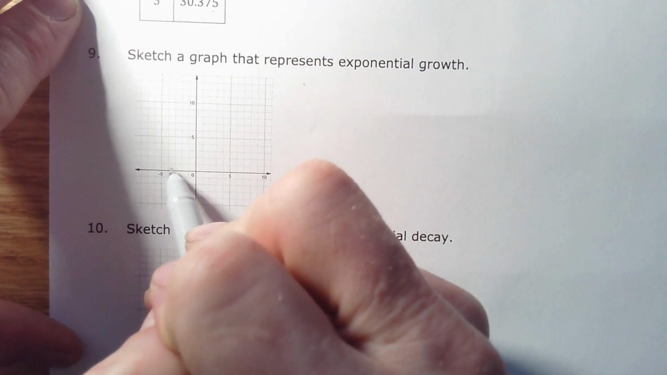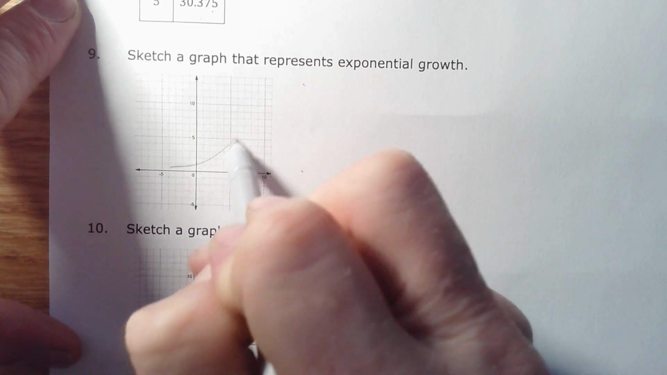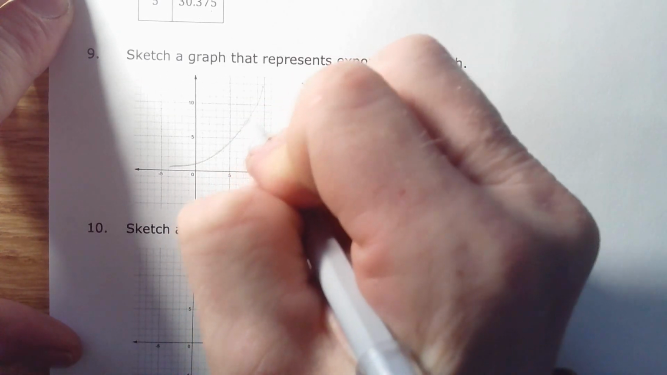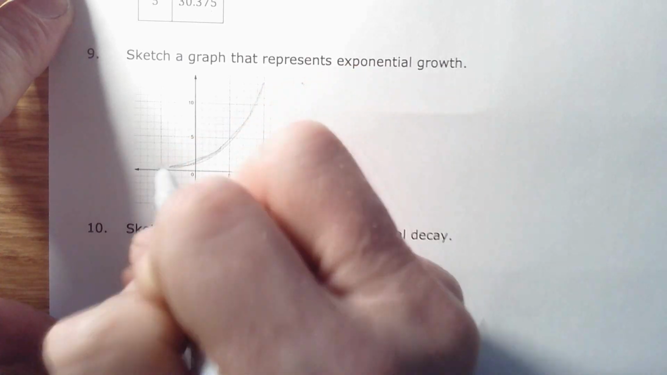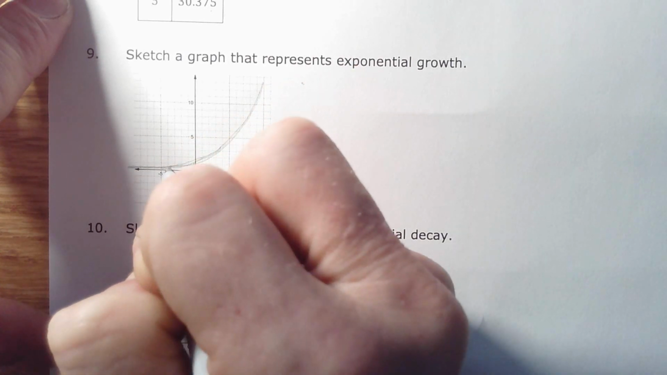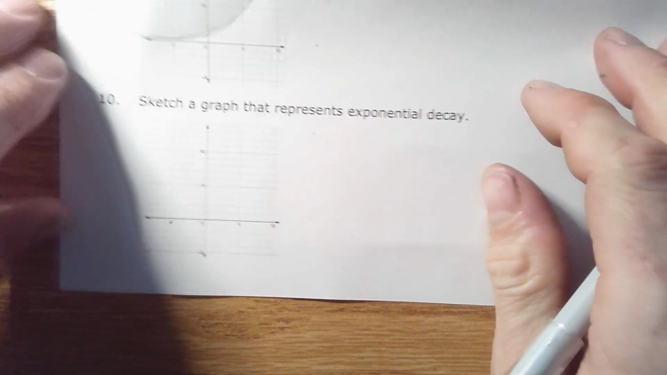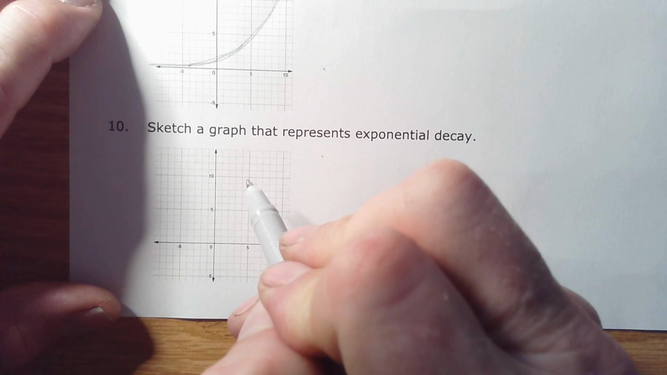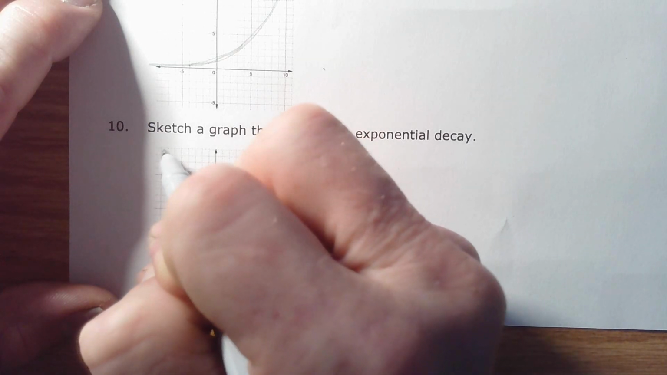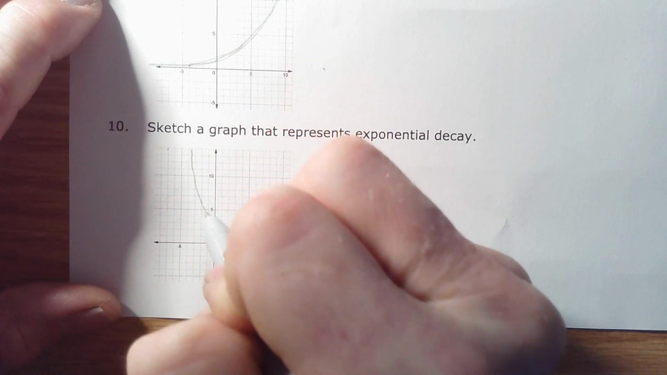Okay, so let's sketch a graph that represents an exponential growth. Well, you've seen it. It starts at something very small, and then it gets exponentially bigger. It just kind of takes off. But if I go to the left side of it, it gets infinitely closer to 0. And here's a graph of exponential decay. It starts off big, and then it approaches 0.